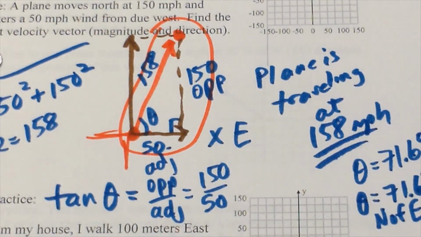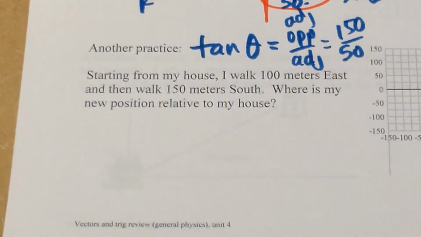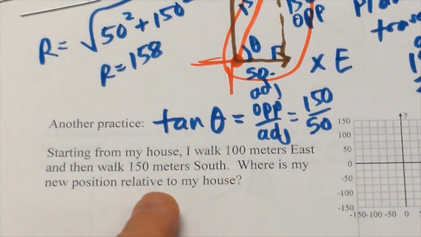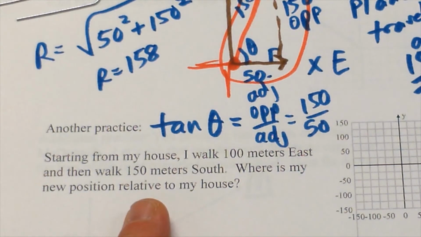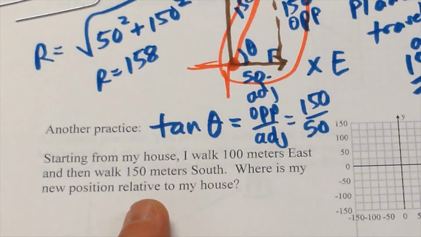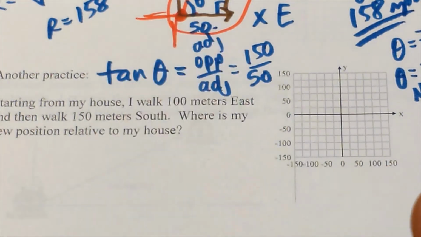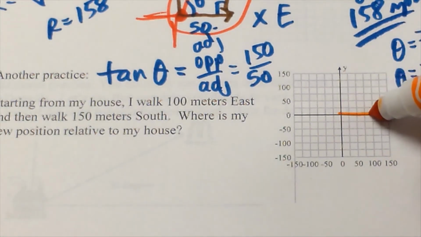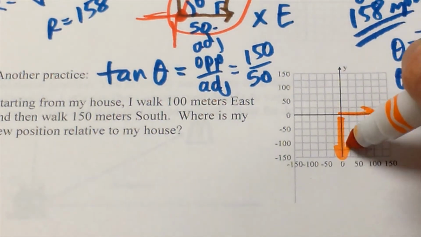Okay, does that kind of make sense? Let's do another one. Okay, now that was velocity. We can also work then in what are called displacement vectors. Starting from my house, I walk 100 meters east and then walk 150 meters south. Okay, so there's my grid. So I'm going to put the two vectors. There's my 100. Okay, and then there's my 150.